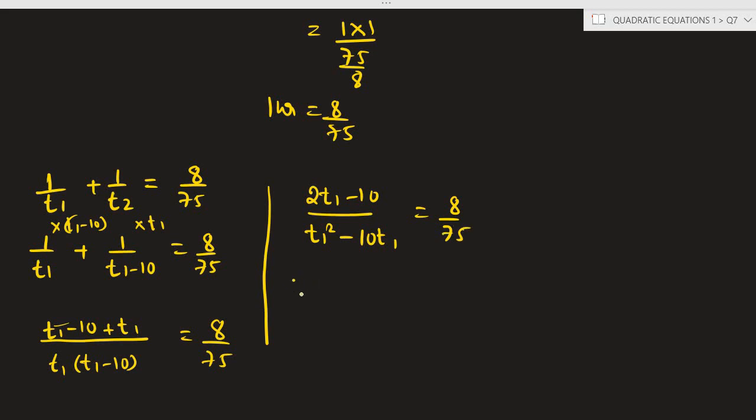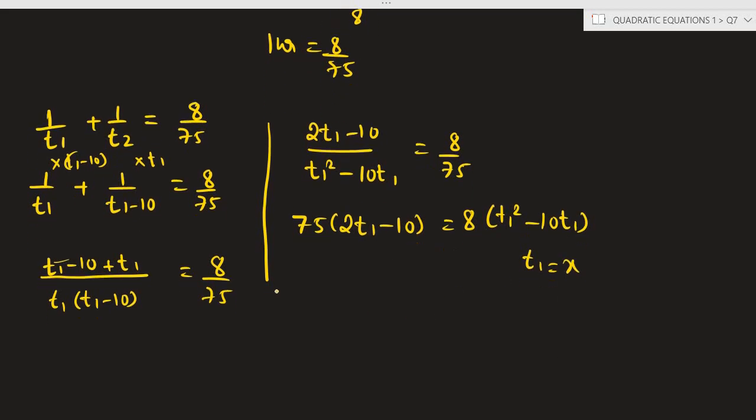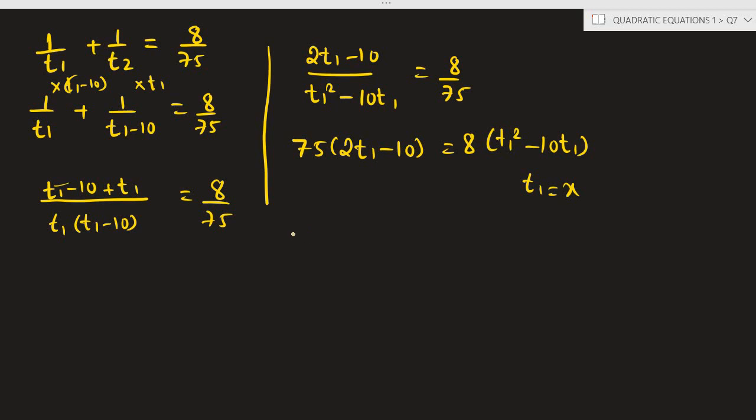75 into the bracket 2 times T1 minus 10 is equal to 8 into the bracket T1 square minus 10 T1. Let T1 be x. 75 into 2 is 150. T1 is x, minus 75 into 10 is minus 750. That is 8x square minus 80x.